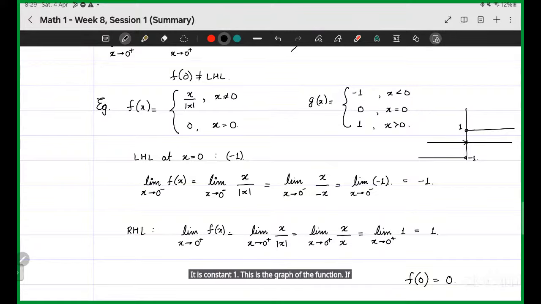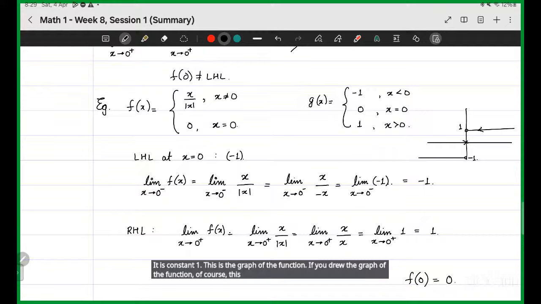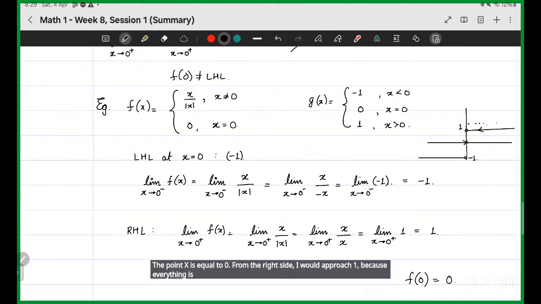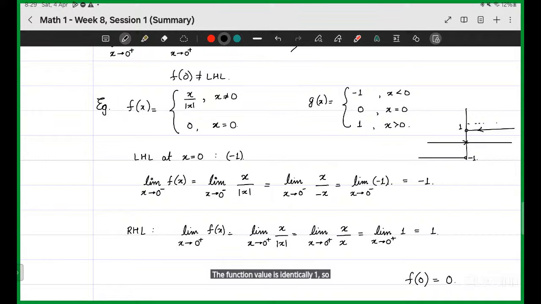If you drew the graph of the function, of course, this would be clear that as I approach the point x is equal to 0, from the right side, I would approach 1 because everything is 1. So if I take 1.1, 1.01, whatever greater than 0, 0.1, 0.01, whatever sequence of points that I take, the function value is identically 1. So the limiting value is also 1.